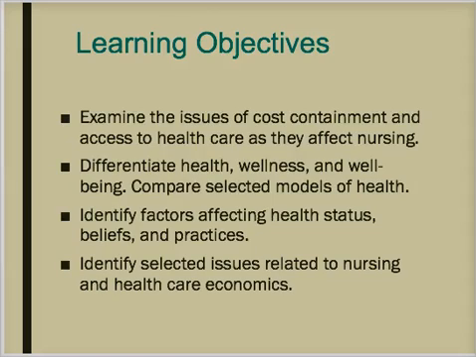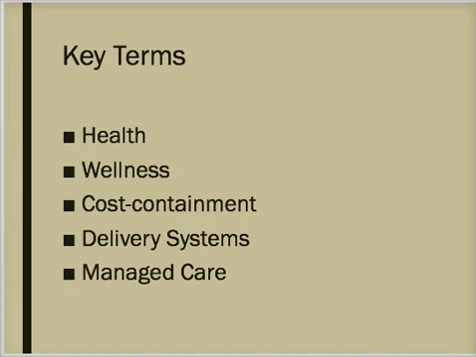The objectives for this week include: examine the issues of cost containment and access to healthcare as they affect nursing, differentiate health, wellness, and well-being, compare selected models of health, identify factors affecting health status, beliefs, and practices, and identify selected issues related to nursing and healthcare economics. The key terms for this week are health, wellness, cost containment, delivery systems, and managed care.